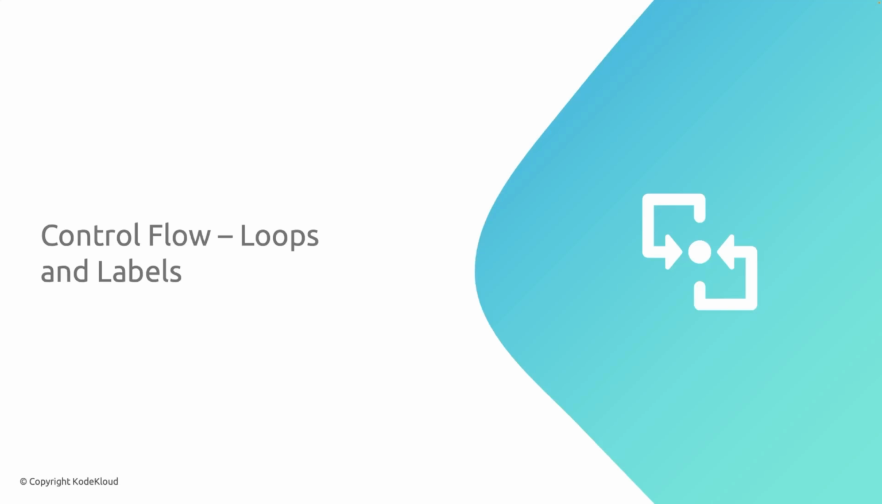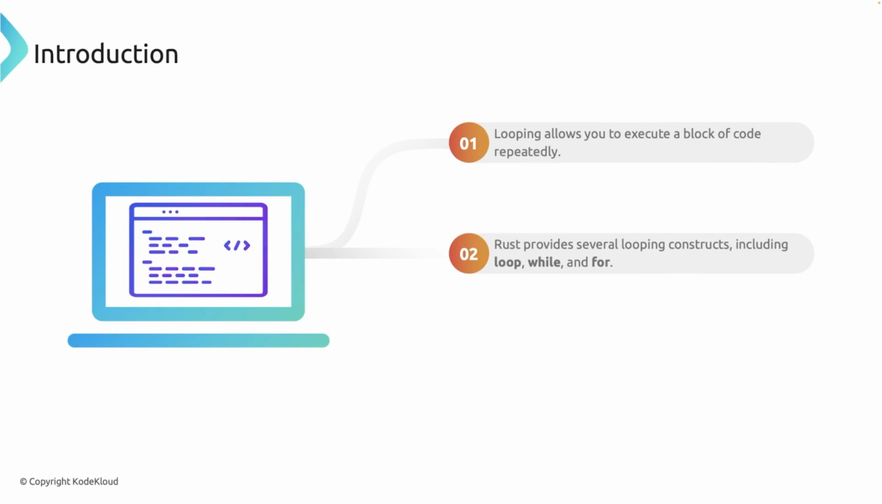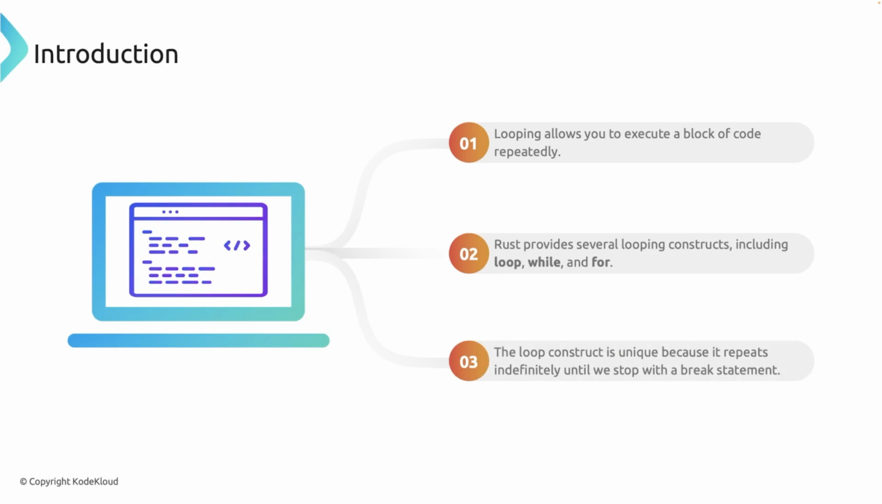In this video, we'll look into loops and labels. So looping allows you to execute a block of code repeatedly. And Rust provides several looping constructs including loop, while, and for. The loop construct is unique because it repeats indefinitely until we stop it with a break statement.